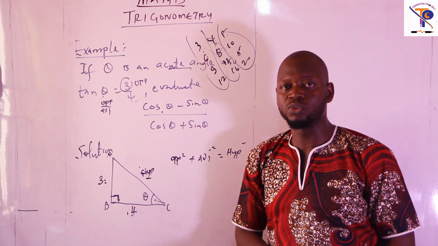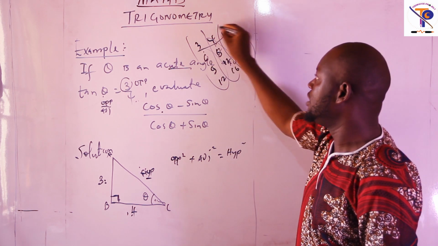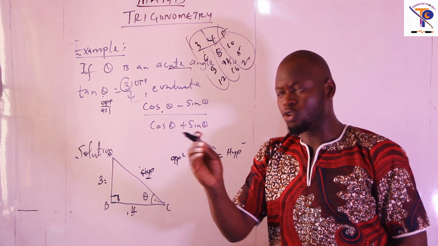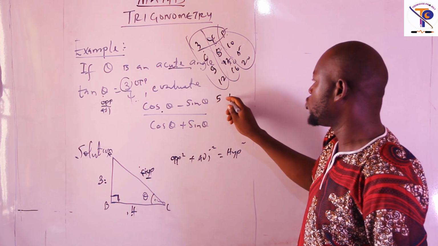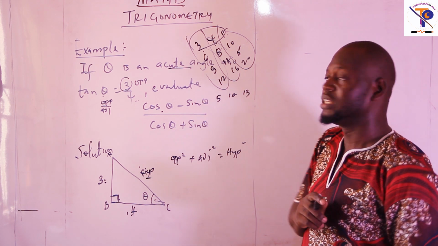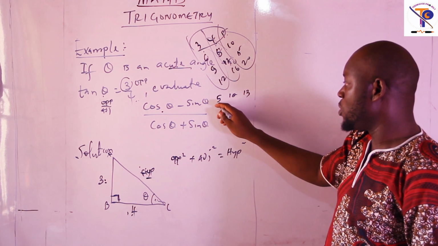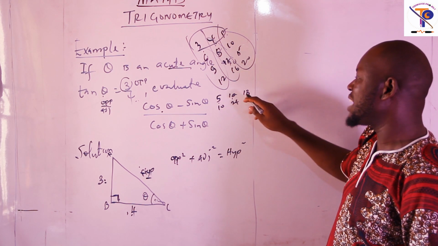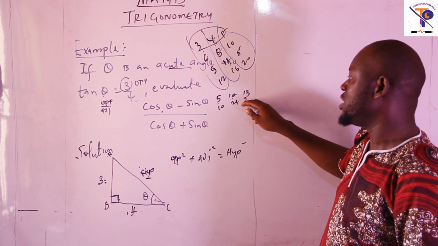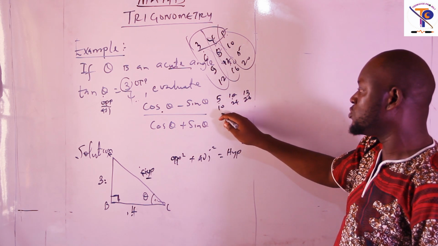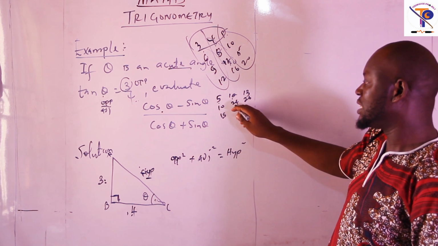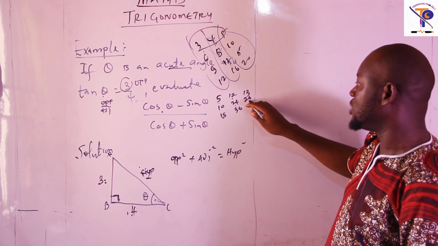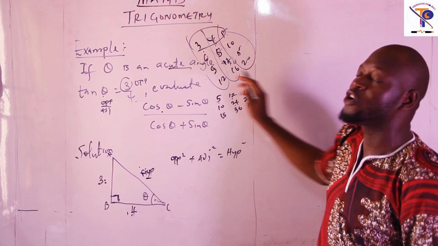Apart from 3, 4, and 5, I gave another structure, that is 5, 12, and 13. If you go by this trend, multiply by 2: 5 becomes 10, 12 becomes 24, 13 becomes 26. Then it goes that way. Multiply by 3: 5 becomes 15, 12 becomes 36, and 13 becomes 39. These are your Pythagoras triples.